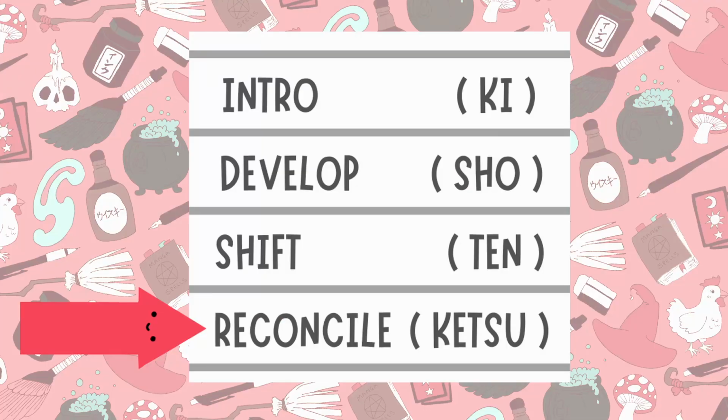Part 4 is reconciling parts 2 and 3. Wrap up the story and show the aftermath of the twist. What happened because of it.